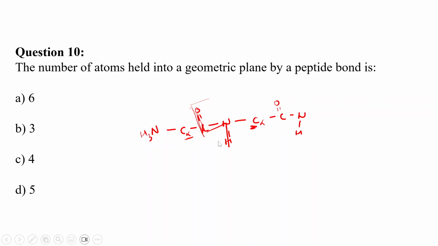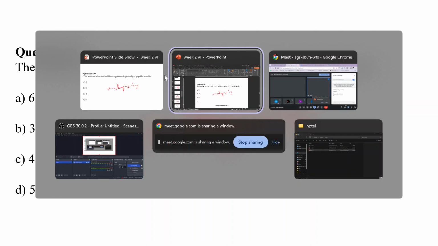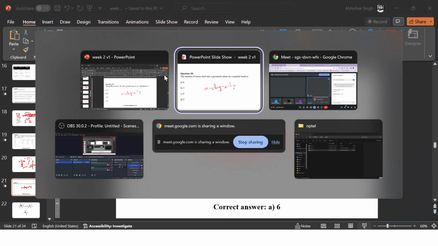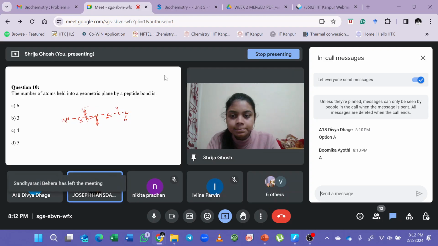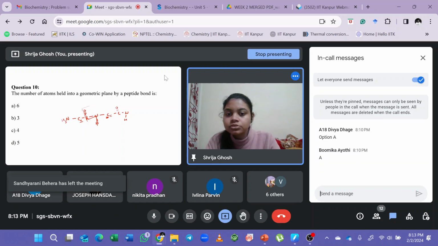Although the oxygen, carbon, nitrogen and hydrogen are in this plane, this carbon and this nitrogen are each attached to a carbon atom that is attached to this plane, and thus we have to count those atoms also, because the question is the number of atoms held into the geometric plane. So that plane is holding these two atoms also. Okay. This is clear? Yes, ma'am.